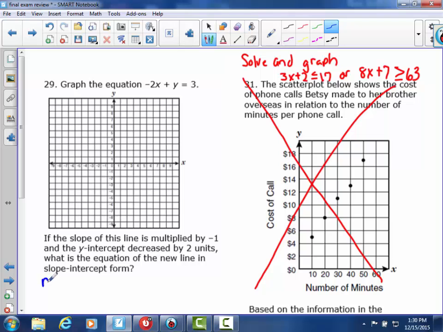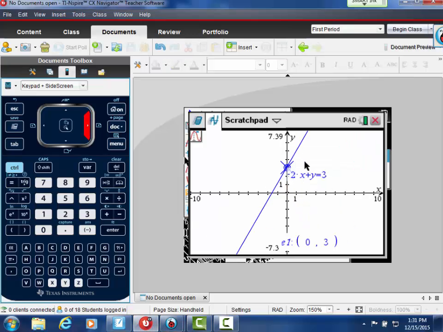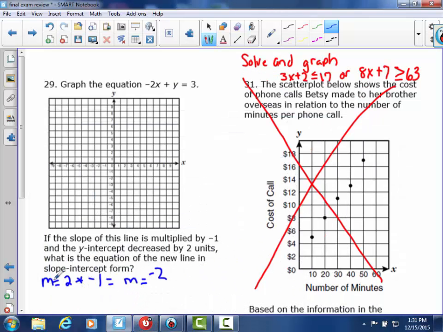So my current slope is 2, and it's going to get multiplied by -1, so that means my new slope is -2. Okay, and then my y-intercept decreased by 2 units. So my y-intercept was up here at 3, right? 1, 2, 3. So decreased by 2 means I'm going to go down 2, 1, 2. So I'm at +1. So my b value was at 3, but I decreased by 2, so now I'm at 1. So I put that together, and my equation in slope-intercept form would be y equals -2x plus 1.